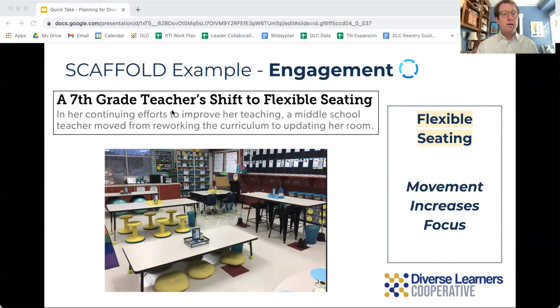We know that flexible seating can work really well for students who struggle to focus because movement increases focus. So here's a classroom, and each table has a different type of seating. We tend to see this more in elementary, but it's great for secondary students as well. There's even an article linked in here titled "A 7th Grade Teacher's Shift to Flexible Learning." So it's a firsthand account of the impact this had on her classroom.